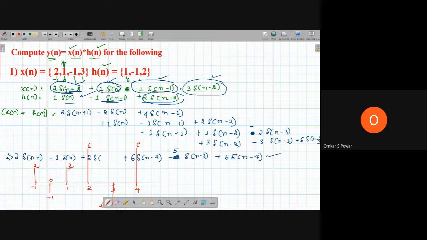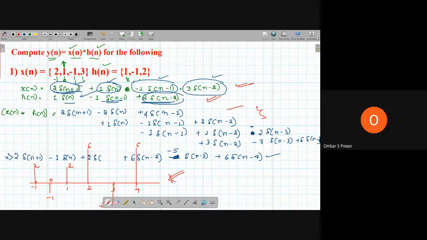So this is how you solve the problem. So if they have given x of n is equal to 2, 1, minus 1, 3 and h of n is equal to 1, minus 1 and 2 expressed in terms of delta function, and then you do the convolution as I have done here, and after that you have to solve that and you have to simplify that and you have to plot that. So then only you will get the marks.